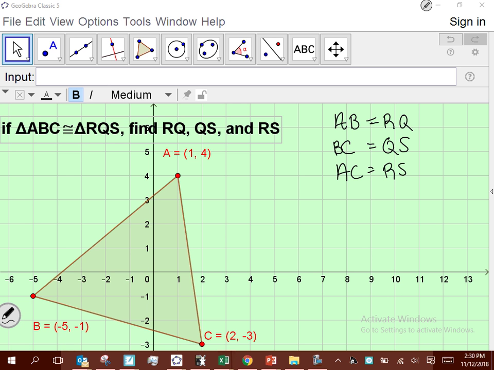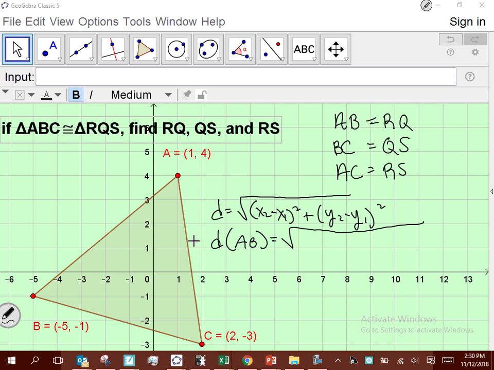Now, in order to find the numerical values, I have to rely on a little bit of the old geometry, which says that the distance formula between 2 points equals the difference in my x's squared plus then the difference in my y's squared. So I'm going to do this for AB. I find distance AB.